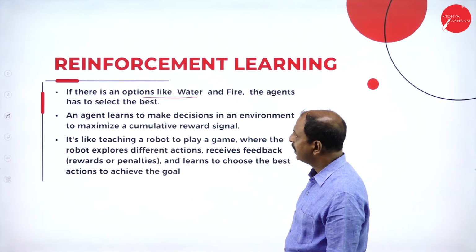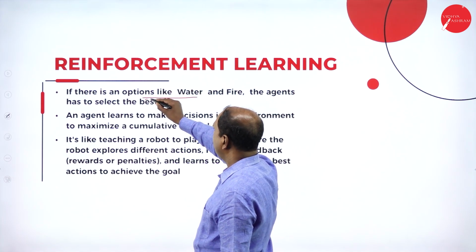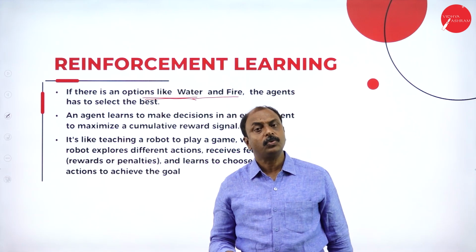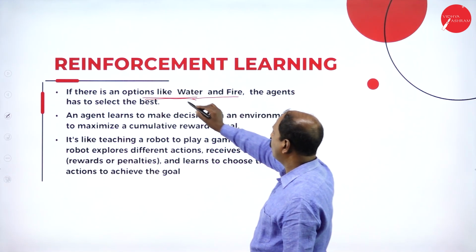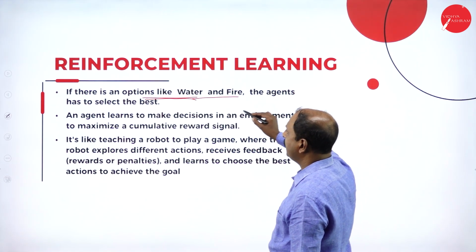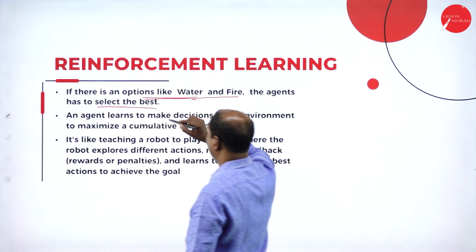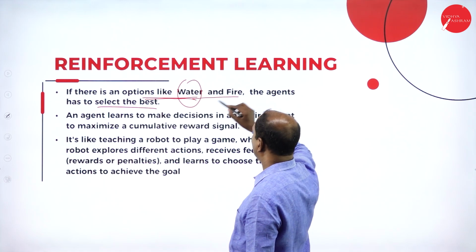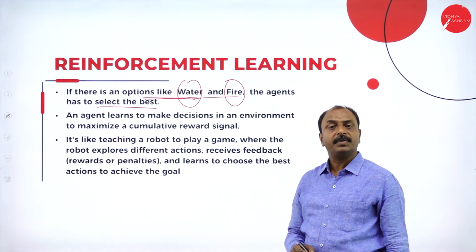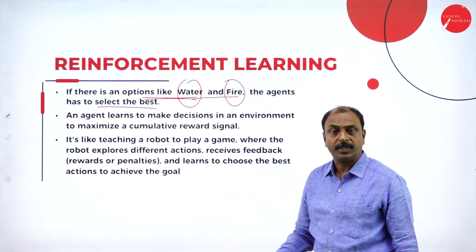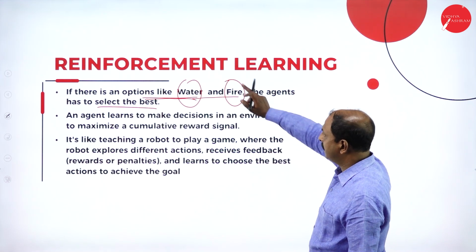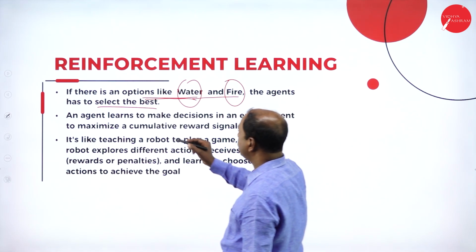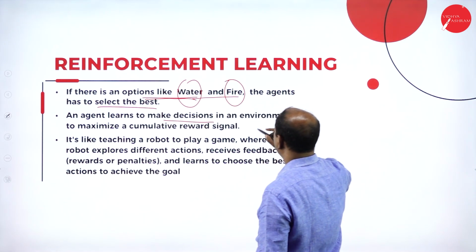In the next slide, we will see one more example. If there is an option like water and fire, two options will be given to a user, one is water and one is fire, and the agent has to select the best of it. See, this is the meaning of reinforcement. Here, there are two options for him. Whichever one the agent is going to select is an example for reinforcement learning. Here, the agent learns to make decisions in the environment.